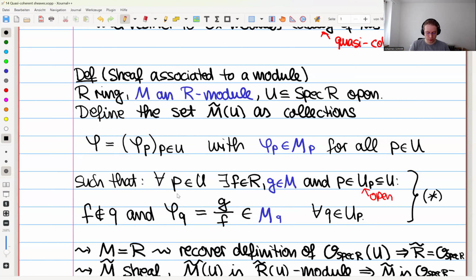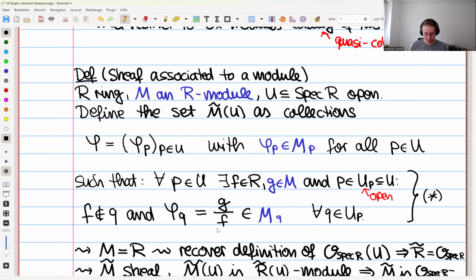So in other words, for all P in U, we find f, the denominator of the fraction, this is a function in R, and g, which is the numerator of the fraction, and this should be now an element of M, such that we also find this open neighborhood U_P of P. And on there, phi is given by g divided by f, and this is now in this localization of M at Q. This equality should happen for all Q in this open neighborhood, and also, of course, f shouldn't vanish there, so f is not in Q.